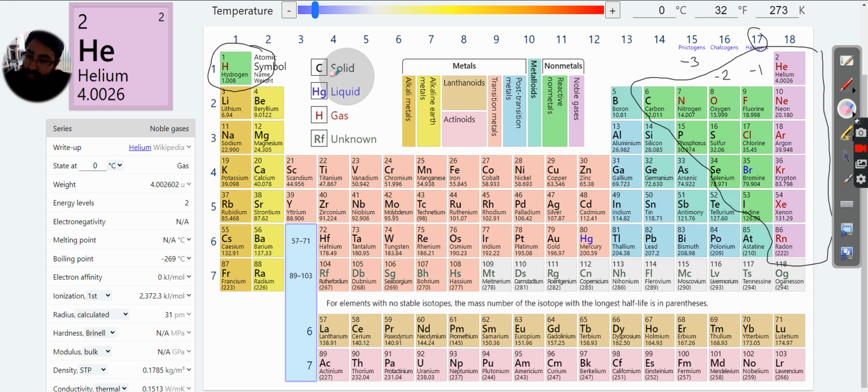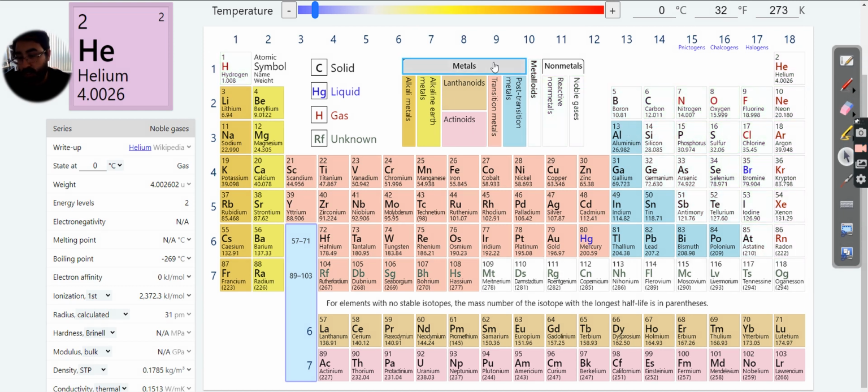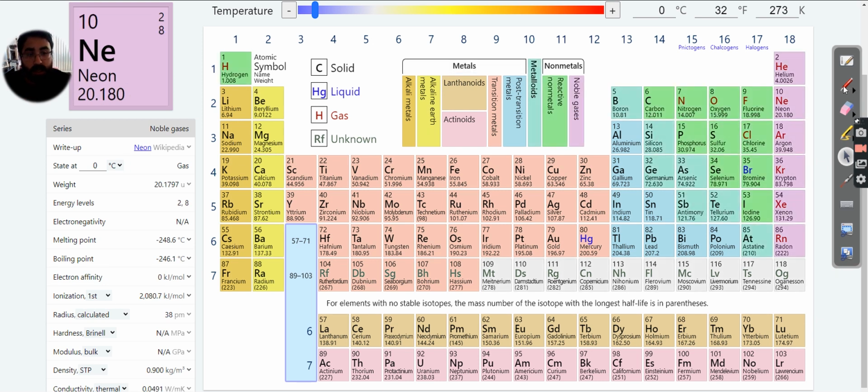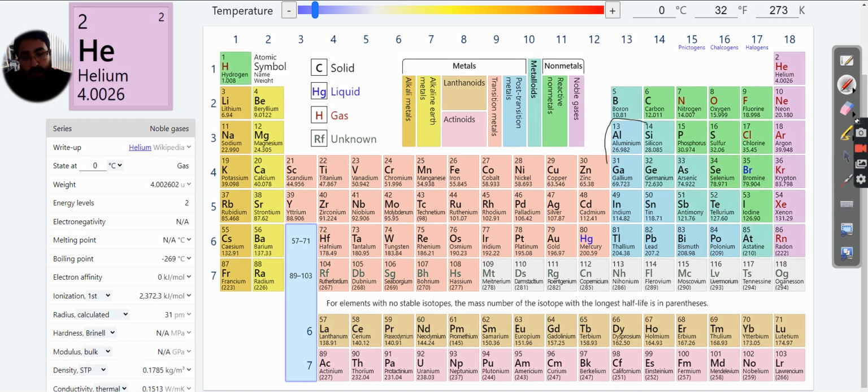Now, nonmetals gain electrons, and metals lose electrons. Metals like to lose electrons. Look, there's a lot of metals. All the metals like to lose electrons. Now, some metals are easy to remember the charges. For example, the metals here in group 13 tend to get a +3 charge. Everything in group 2 tends to get a +2 charge. Everything in group 1 tends to get a +1 charge.